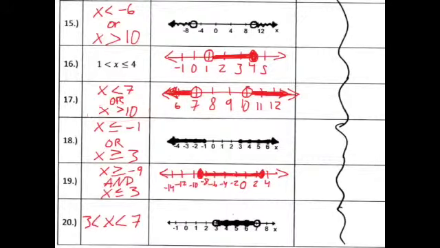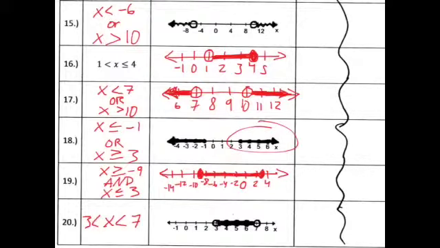Or x starts at 10 and goes to the right, so it's going to be x greater than 10. So those are a couple options. On 18, again, our shading, if you look at it, goes from negative 1 and left. So that's why we're going to have x is less than negative 1. And that circle is filled in, so that's why it's got the equal to part there.